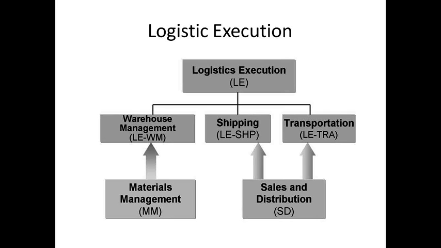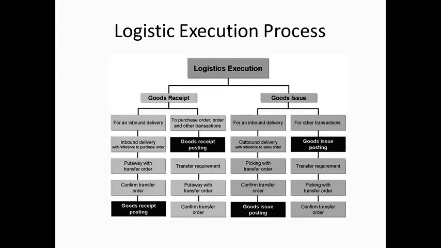So this is how I have shown the main activities of logistics execution: warehouse, shipping and transportation. Both shipping and transportation come under sales and distribution, and warehouse management comes under material management. Now the process, like how it differs when we use inbound deliveries and when we don't use the inbound delivery, how it varies in warehouse management.